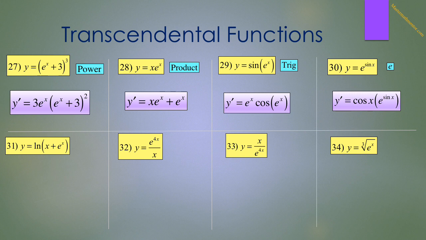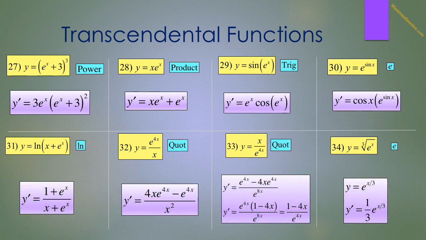29 is a trig rule. We are taking the sine of an expression. So we have cosine of e to the x times the derivative of e to the x, which is e to the x. 30 is an e rule. y equals e to the sine of x. So the derivative of e to the sine of x is e to the sine of x times the derivative of sine of x, which is cosine x.